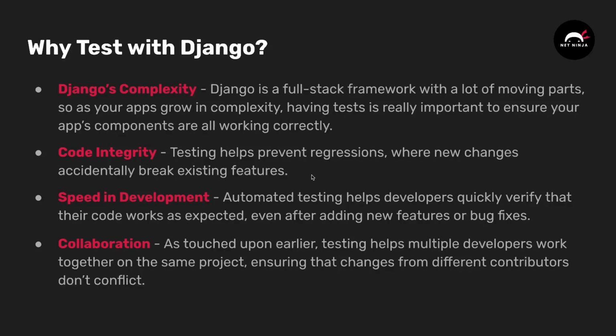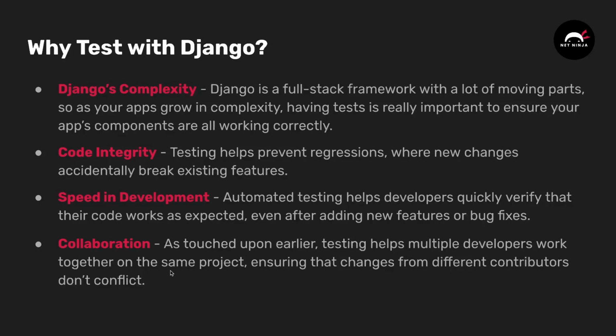And we also have code integrity. So testing is going to help prevent regressions. So when new changes accidentally break existing features, you want to prevent that from happening. And writing a good suite of unit tests is going to help you prevent these kind of regressions from happening. We also have speed in development. So when you write automated tests, it helps developers quickly verify that code is working as expected even after adding these new features or bug fixes.